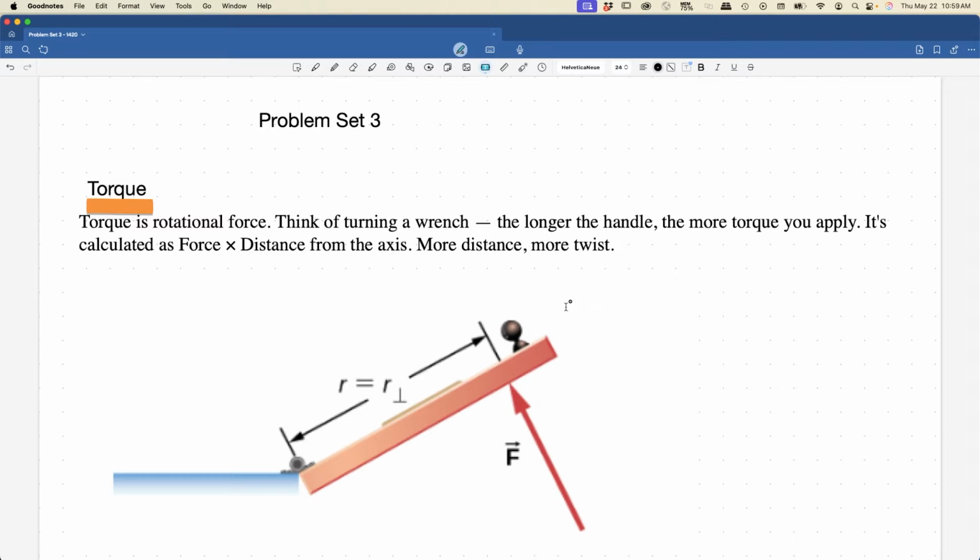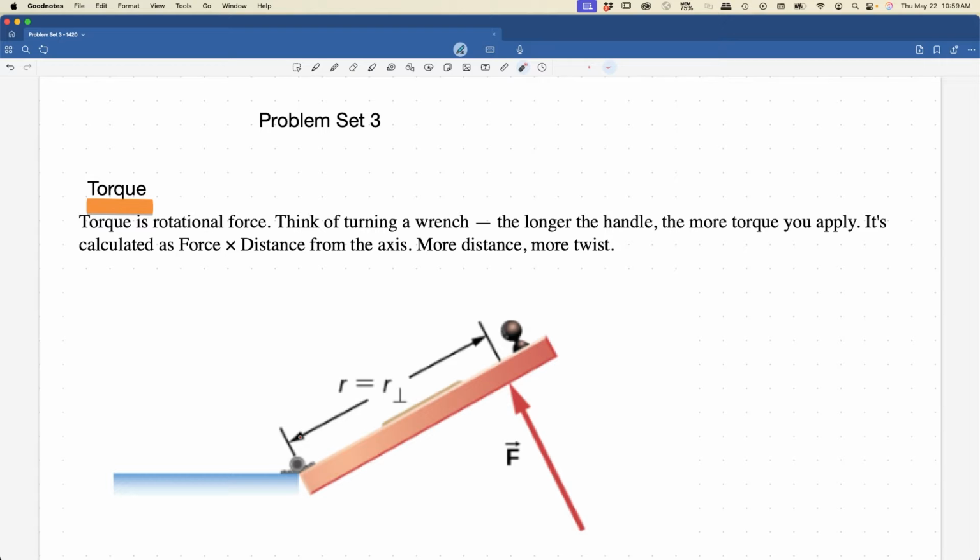So if you look at this diagram, you can see that the axis of rotation is right here. This is the axis of rotation. The force is being applied perpendicular to the door. So if you take the perpendicular force and multiply it by the distance, you get the torque.